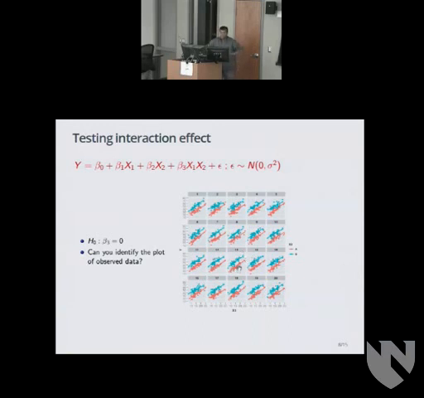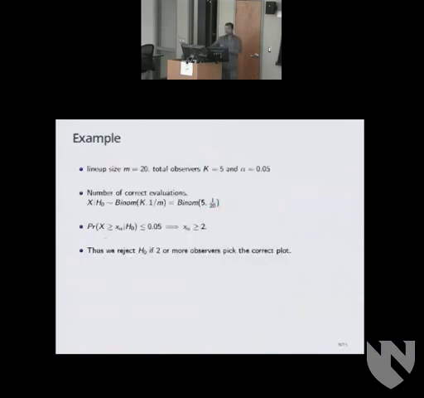And the probability for accidentally picking that observed plot is 1 over m, right? So if the null hypothesis is true, then the probability of picking the observed plot is 1 over m. So the number of people out of my k people who can choose the correct plot follows a binomial distribution. And under the null hypothesis, the number of people who correctly evaluate the plot follows a binomial distribution. For our case, that is 5 and 1 over 20.